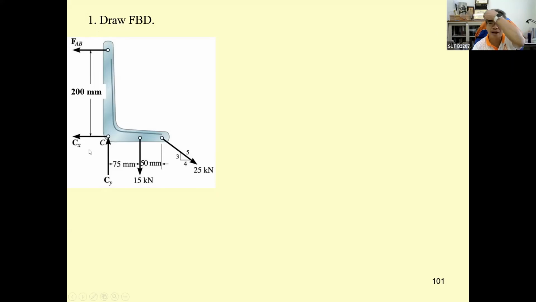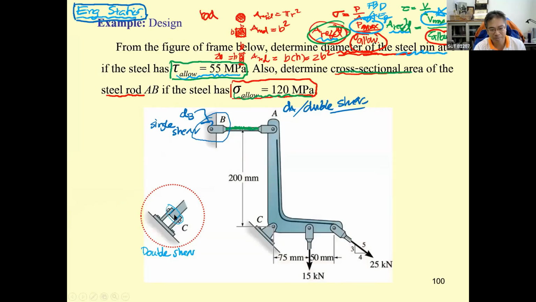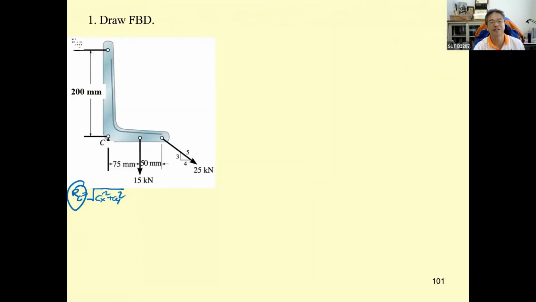But C sub X and C sub Y are not really the resultant force. In this problem, when you get C sub X and C sub Y, you will find the resultant force at C equal to the square root of C sub X squared plus C sub Y squared. This one is going to be the force that applies to the pin over here. Okay, it's going to be the resultant force of C sub X and C sub Y.